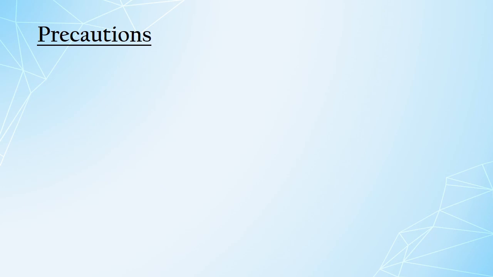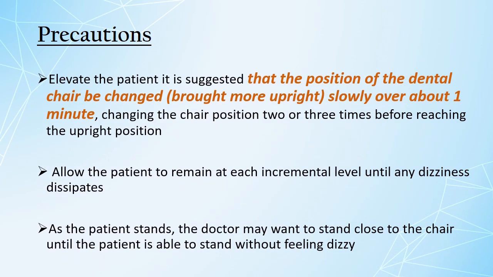So what precautions need to be taken in such patients? We need to elevate the dental chair very slowly over about 1 minute. We change the position 2 to 3 times before actually reaching the upright position, and we maintain the patient at each incremental level so that we make sure that there's no dizziness felt by the patient at that stage, or it dissipates. Then once the patient stands, at that time the doctor should stand close to the chair to make sure that the patient is able to stand without feeling dizzy.